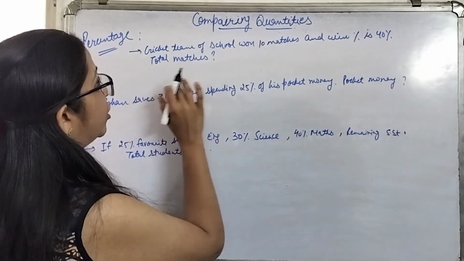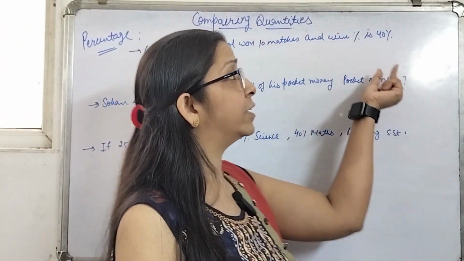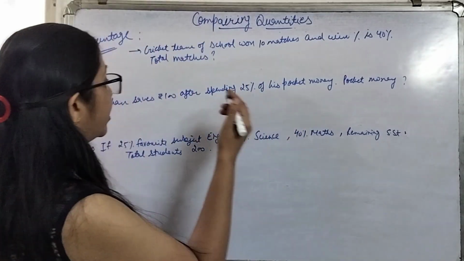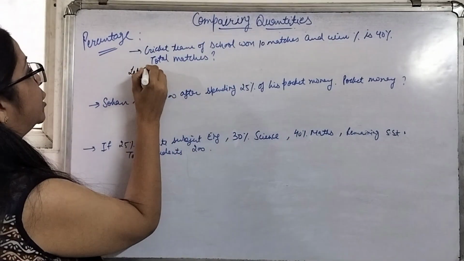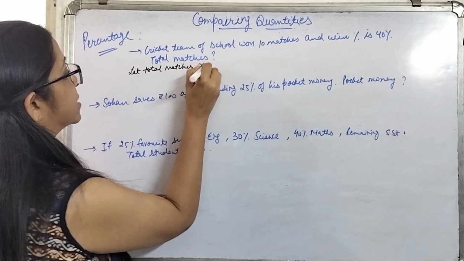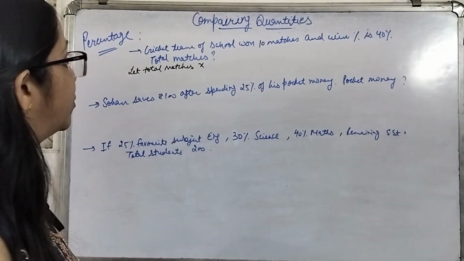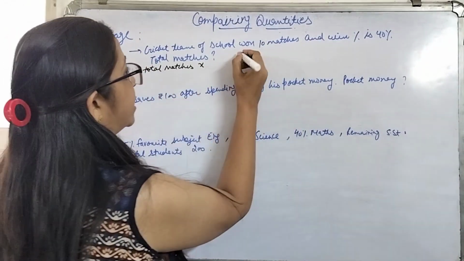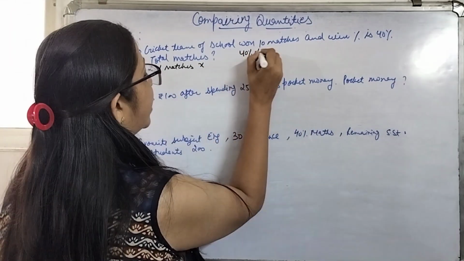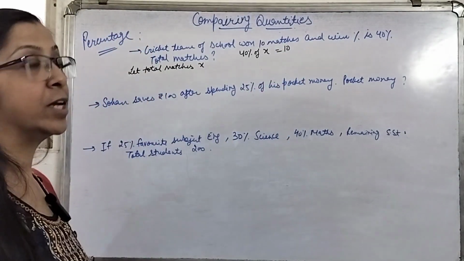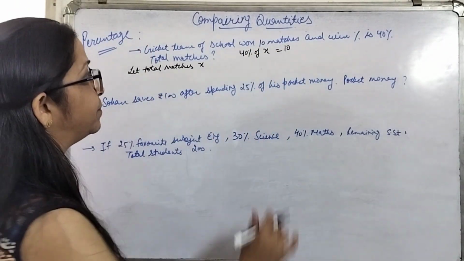What we can do is, if a total of 100 matches were played, they have won 40 matches, right? So we assume the total number of matches is x, and 40% of this x they have won, and it is equivalent to 10 matches. So what will the total number of matches be?